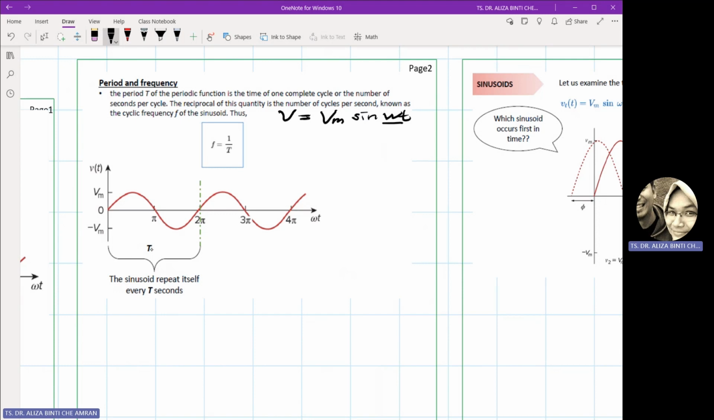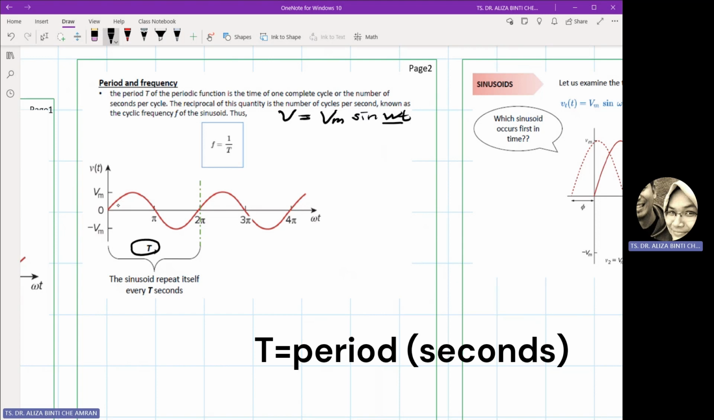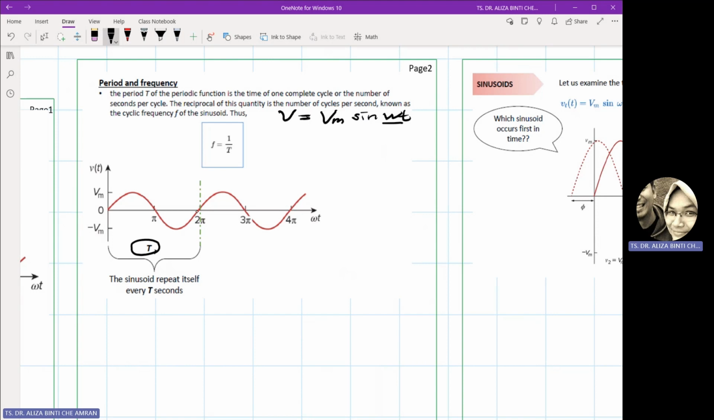What is T? T is the amount of time taken by the signal to complete one cycle. Can you take this here as one cycle? Definitely no, because at pi the signal has not completed one cycle. You can see it repeating the cycles, right? So one cycle of this signal ends here, and your T, or your period, is counted from here to here. So this is T.